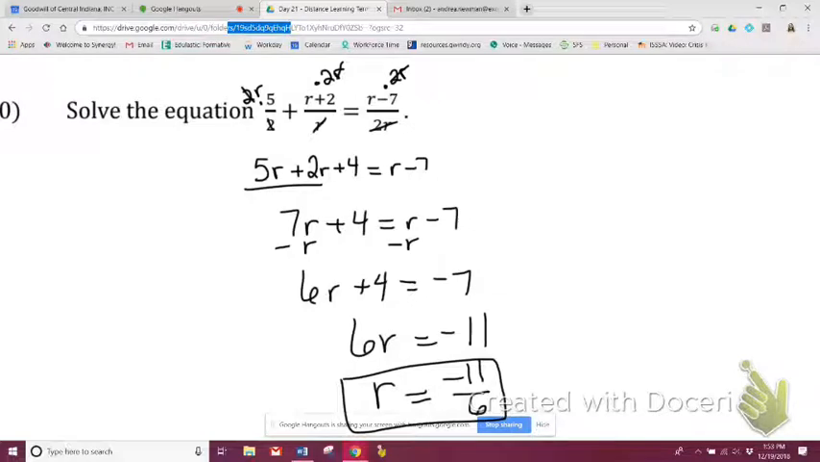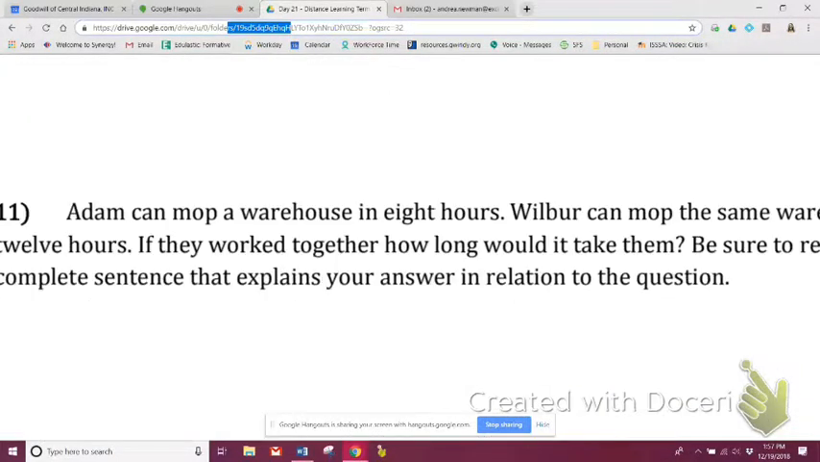You move the 4 over. Yeah. Okay. And then I divide it by 6. I got confused with the fraction. I thought I did something. Nope. Fractions are okay. Yes, they are.